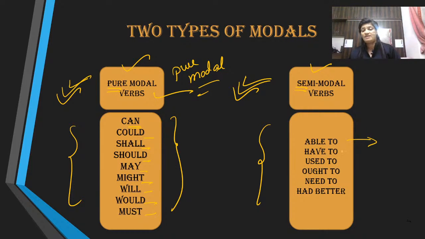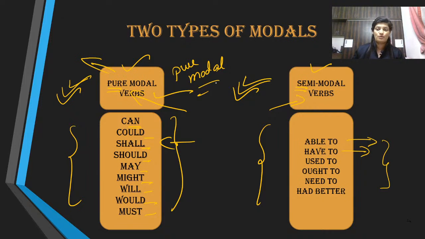Why? Because you have an additional preposition attached to it, like this: able to, have to, used to, ought to, need to, had better. That is why they are called semi, as in not complete, not pure, as in halfway through they function just like the way these modals function. That's the reason they are called semi. Being a 9th grader or a 10th grader, you need to be aware of pure modals and semi-modals.